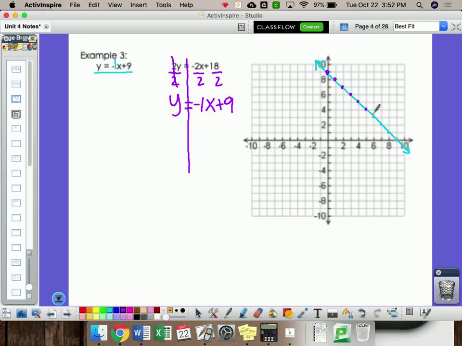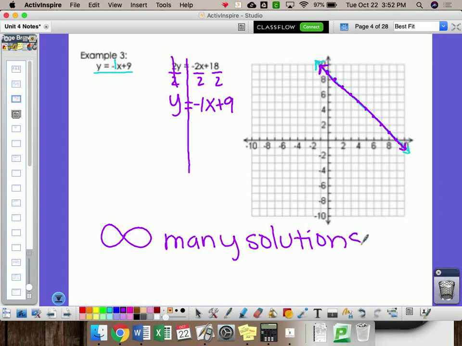We have the exact same equation, exact same line, which means that these two lines are overlapping across the entire graph forever and ever, which means we have infinitely many solutions. Forever and ever, all the numbers that I could plug into these equations would be correct. All the points are overlapping.